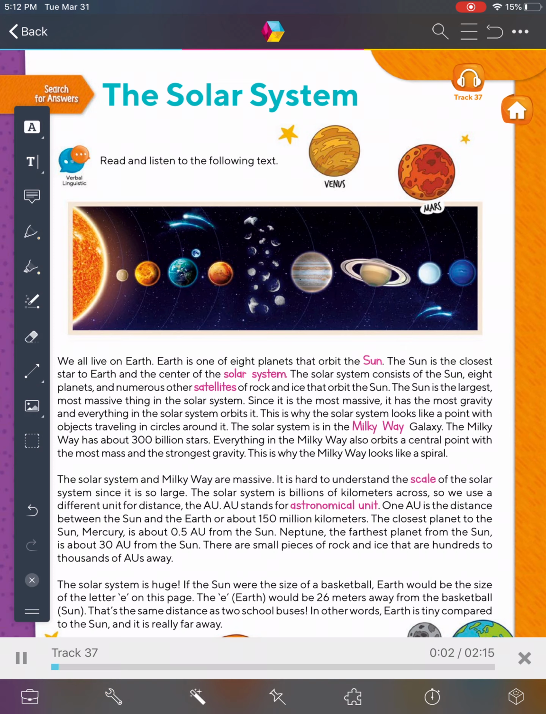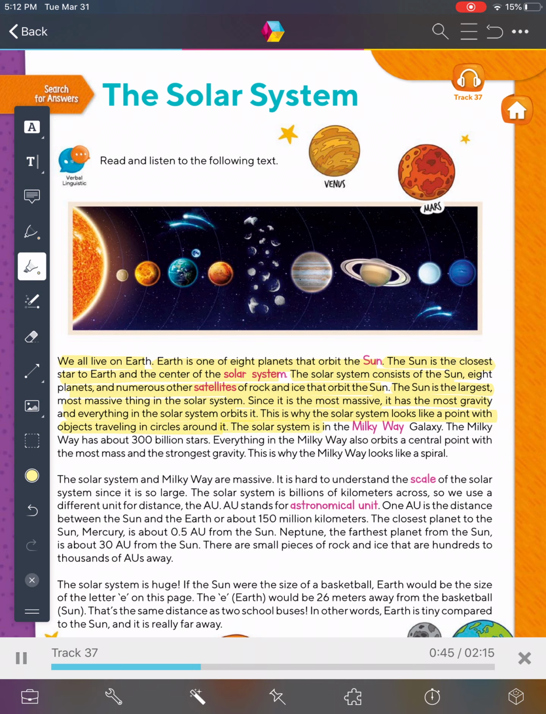The solar system. Read and listen to the following text. We all live on Earth. Earth is one of the 8 planets that orbit the Sun. The Sun is the closest star to Earth and the center of the solar system. The solar system consists of the Sun, 8 planets, and numerous other satellites of rock and ice that orbit the Sun. The Sun is the largest, most massive thing in the solar system. Since it is the most massive, it has the most gravity, and everything in the solar system orbits it. This is why the solar system looks like a point with objects traveling in circles around it.